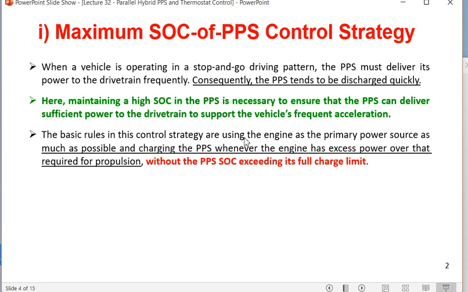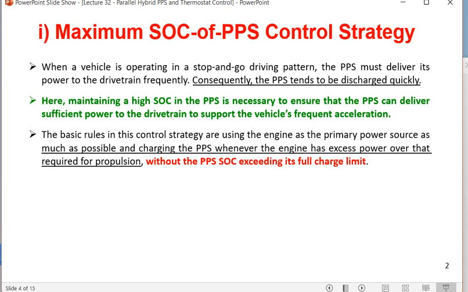The basic rule of this control strategy, that is maximum SOC of PPS, is using the engine as the primary power source as much as possible. So most of the time we will keep the engine as the main power source, and charge the PPS whenever the engine has excess power over that required for propulsion. That means as long as PL is less than PE, we are going to supply the power from PE itself. PE is the engine power. But whenever PL exceeds PE, at that time the PMC or battery power, or PPS power, will be utilized.